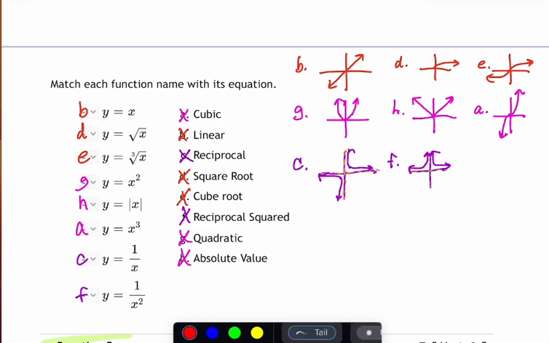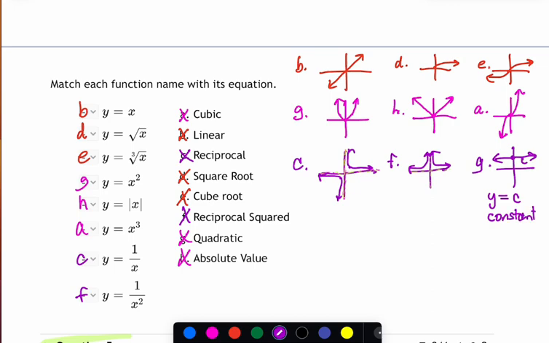Okay. The last function is our constant. Let's call that g. You're going to pick any value you want and make a horizontal line through that value. So the only one from our parent list we haven't added, you can add on there, is the constant function.